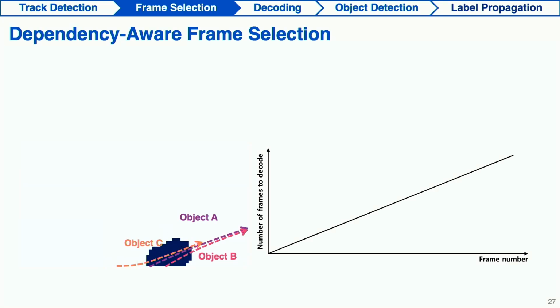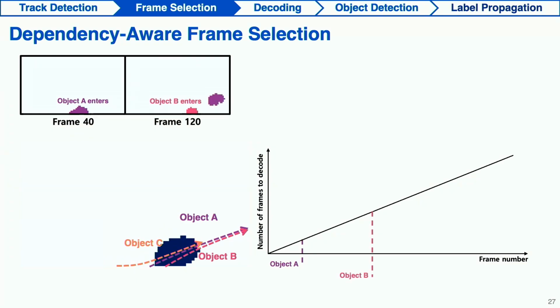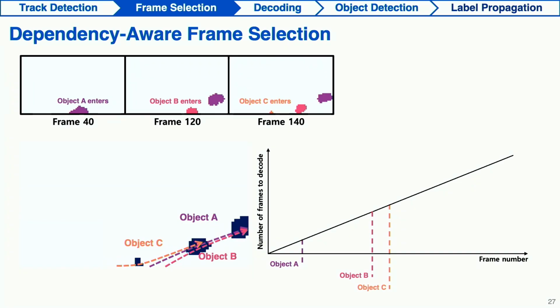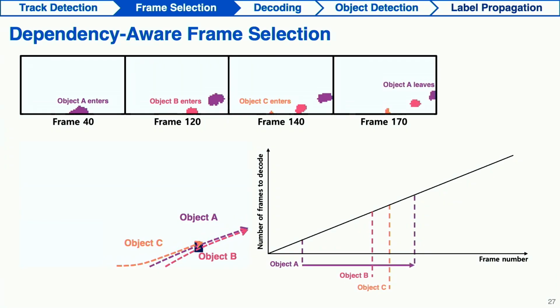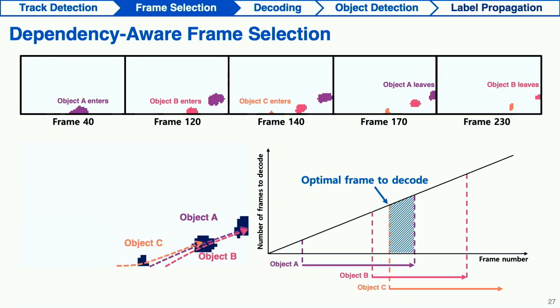Minding this dependency, we developed a dependency-aware frame selection algorithm using the track detection result. The basic way that this algorithm works is by tracking when an object enters and leaves the scene. In this example, object A enters the scene at frame 40, then object B enters the scene at 120, object C enters the scene at 140, and later at 170, object A leaves the scene, and finally at frame 230, object B leaves the scene. At this point, our algorithm is able to find the range of frames where we can see all 3 objects at once and find the optimal frame to decode that minimizes the decoding cost.